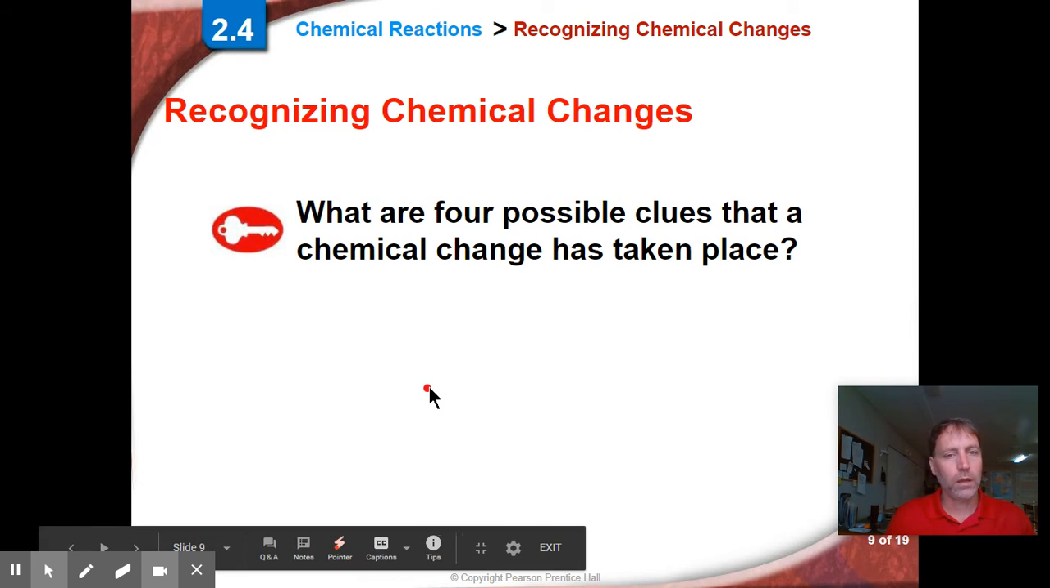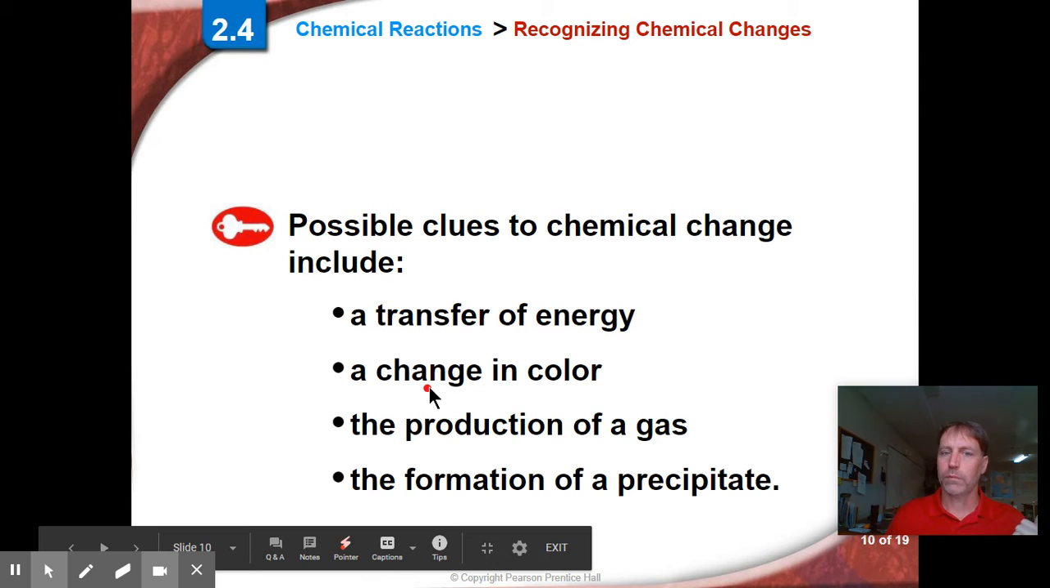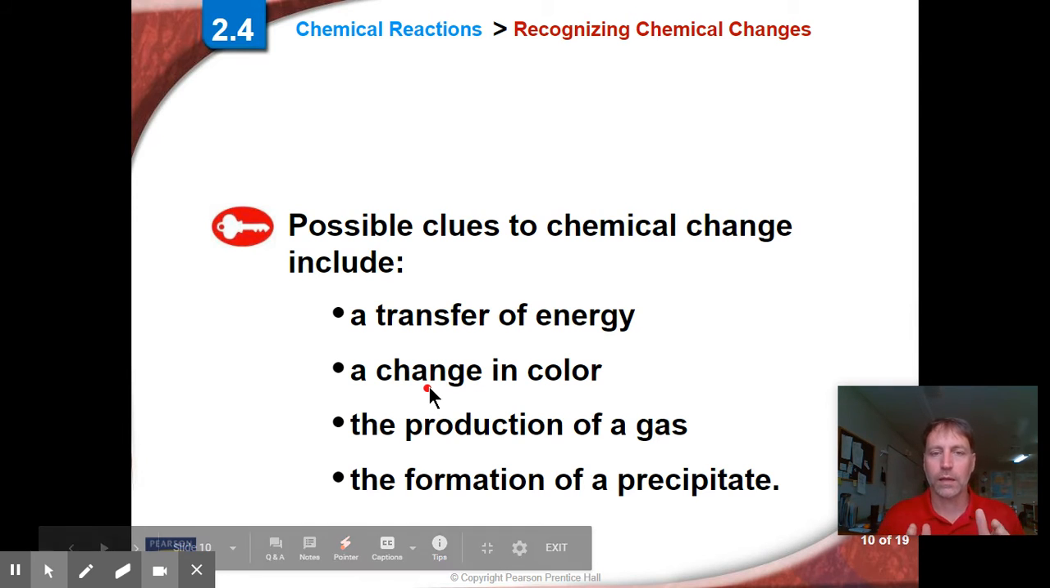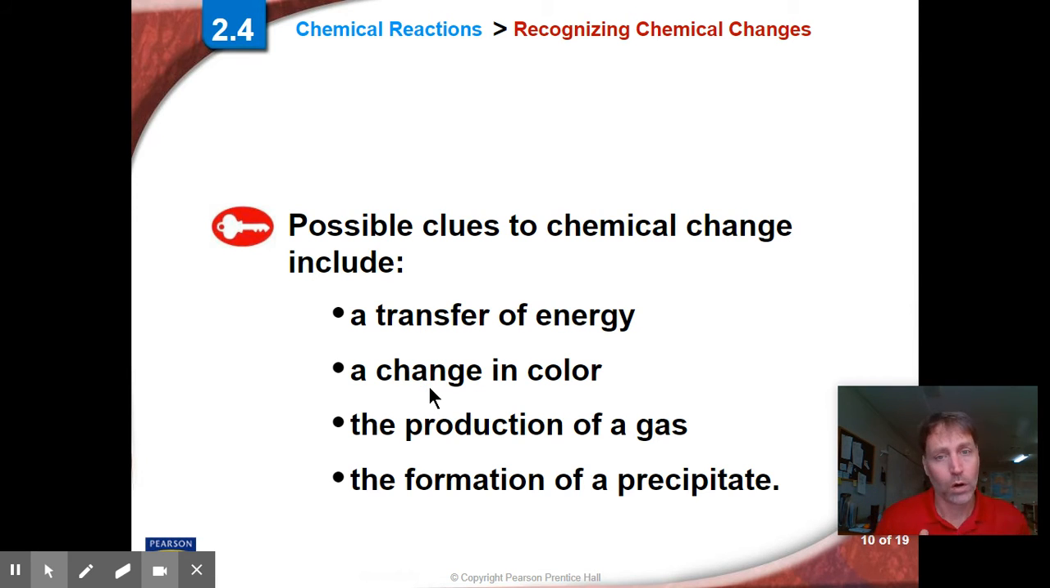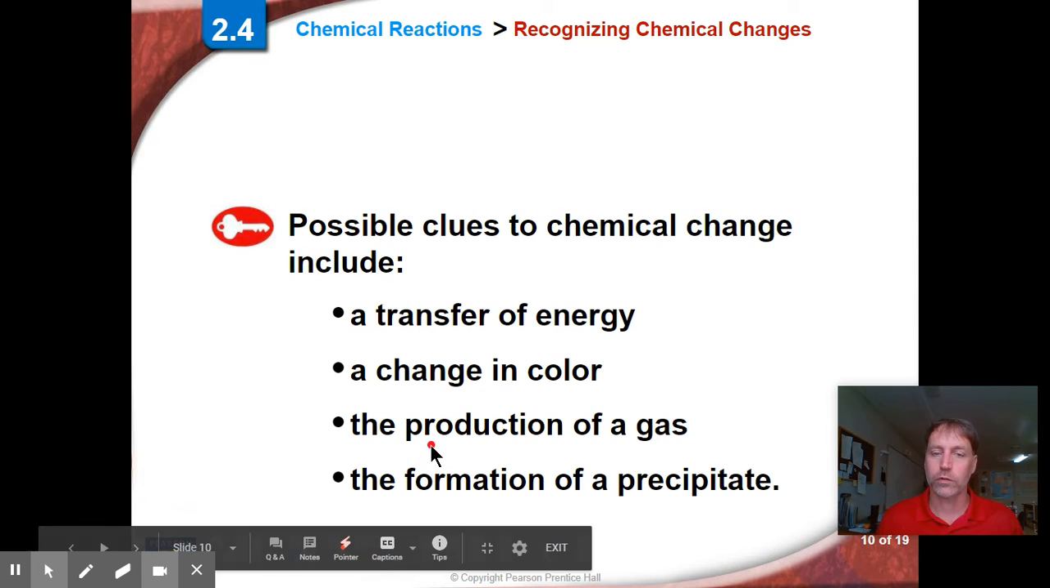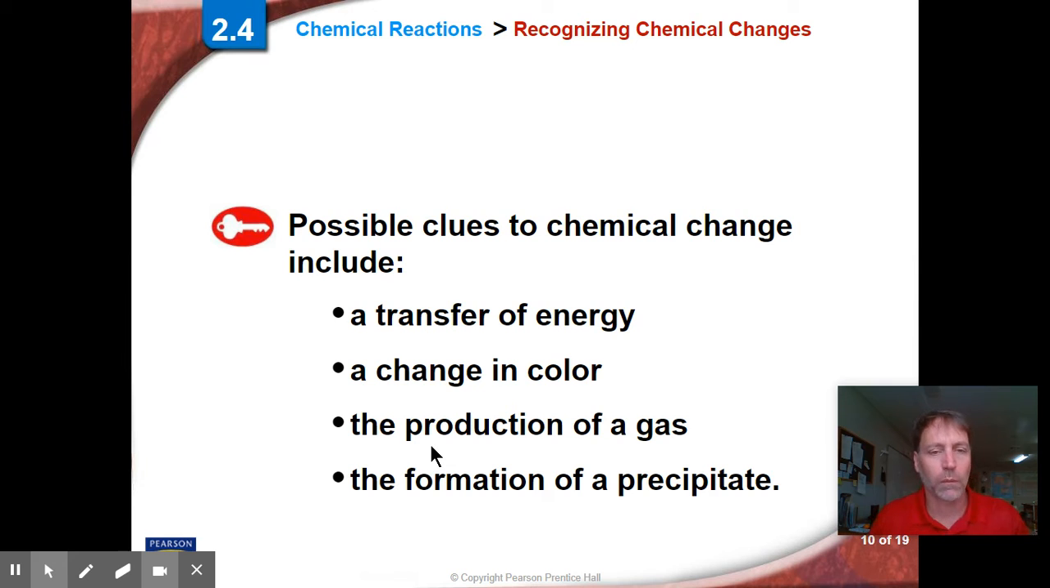Now, those would be this right here, the transfer of energy, meaning that something's getting hotter or something's getting colder. You might see a color change suddenly when you add one liquid into another liquid. They were both clear and now they're yellow. So something happened there.